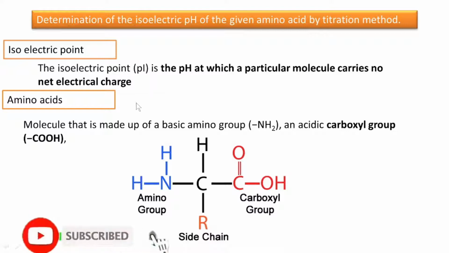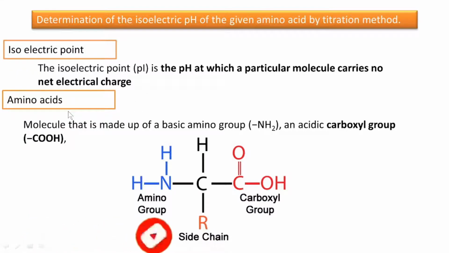Clear? Next, we need to have an idea about the amino acid, regarding its molecular structure, which groups are present, and what its nature is. So that I am going to explain to you. Here is shown the structure of a simple amino acid, that is glycine.